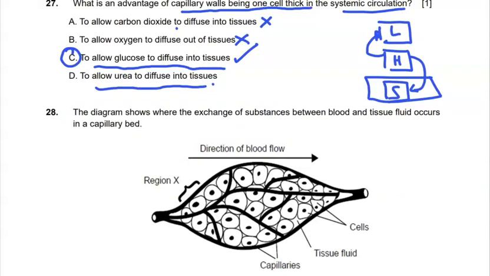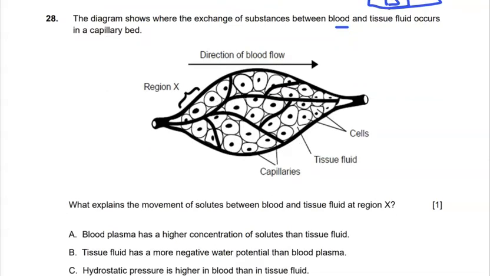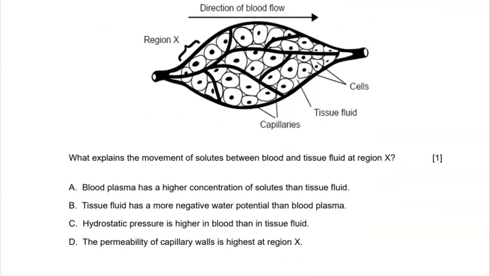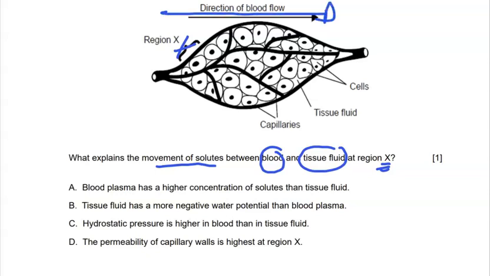The diagram shows where the exchange of substances between blood and tissue fluid occurs in the capillary bed. Let's just move this up so we can more clearly see the question. What explains the movement of solutes from blood to tissue fluid at region X, which is here? Now notice that the blood flow is this way, and therefore this is the artery end, and therefore the blood here is under pressure, whereas at this end the blood would be under lower pressure. Let's check out the answers.